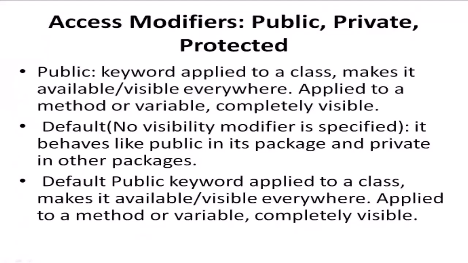If you are not defining a class as public, but you define a variable or method as public, that will be allowed. If you are not specifying anything, it behaves like public. Why? Because every class without a declaration is treated as public. So that is the main thing about public. The public keyword applied to a class makes it visible everywhere. Applied to a method or variable, it is completely visible.